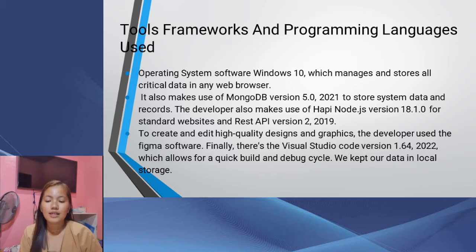To create and edit high-quality designs and graphics, the developer used the Figma software. And lastly, Visual Studio Code version 1.64 2022, which allows for a quick build and debug cycle. We keep our data in local storage.